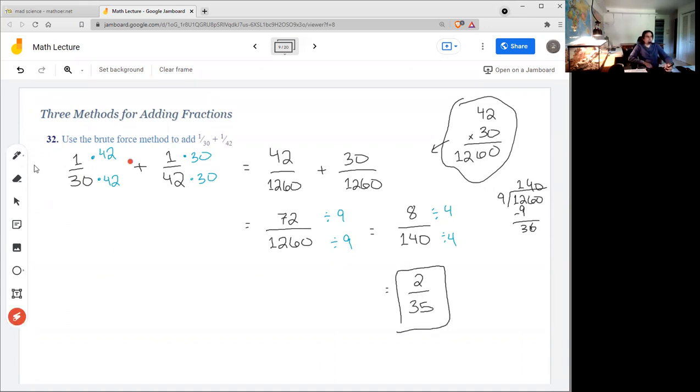Okay, so brute force method, we started without having to think at all, multiply each denominator by the other, and then keep it fair. But quickly we got bogged down by these big numbers. And at the end, when we had to reduce, we had to do a bunch of reducing.